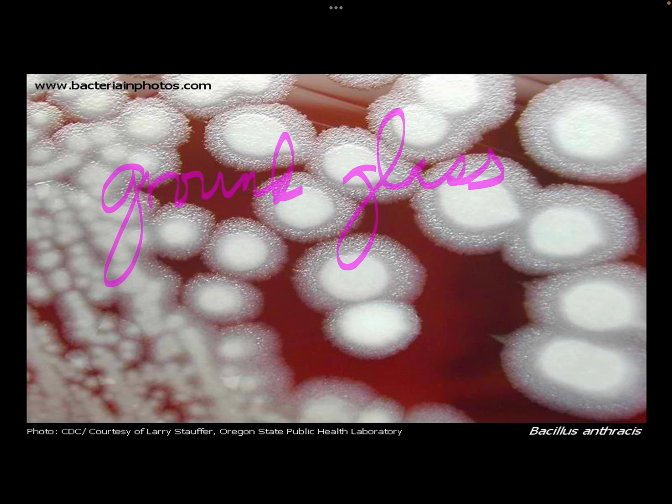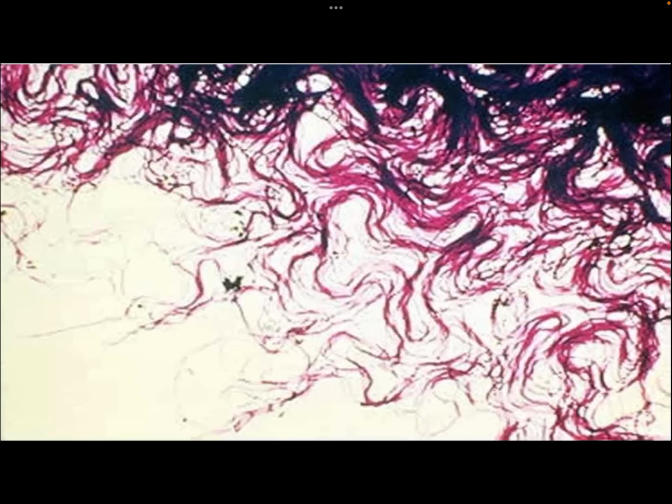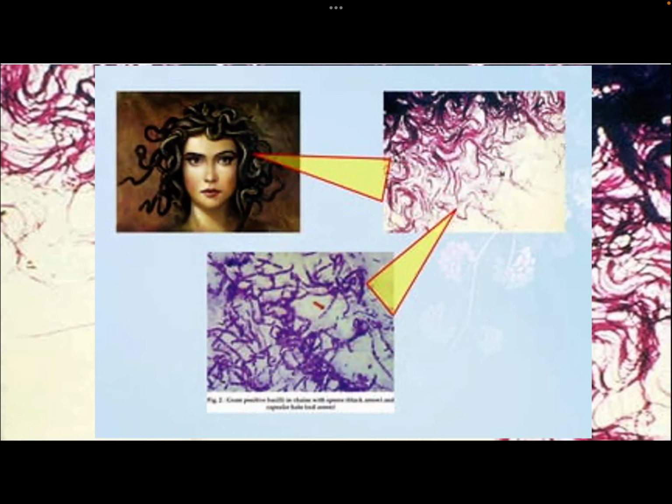And another thing, there's this comma projection with the colonies because the edge is irregular. And again, when you pick up the colonies and check it under the microscope, you can see that the edge of the colony is composed of long and interlacing chains of bacilli, resembling locks of matted hair. So that's why it's described as medusa head appearance of the colonies. That's medusa head, so that is Bacillus anthracis.